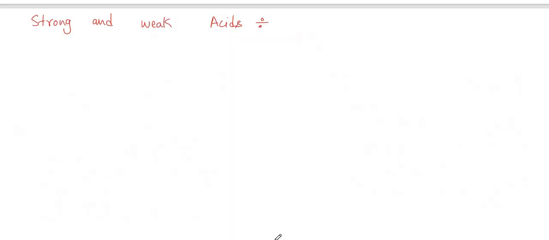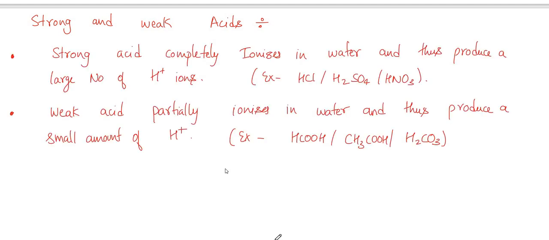Strong acids are those acids which produce a large amount of H plus ions when they dissociate in water. It means the acid which will produce more H plus in aqueous medium is considered a strong acid. And a weak acid is an acid which is partially ionized, meaning it is not fully ionized. It will produce a small number of H plus ions when it dissociates in the presence of water. I am repeating that a strong acid completely ionizes in water and produces a large amount of H plus ions. Okay.